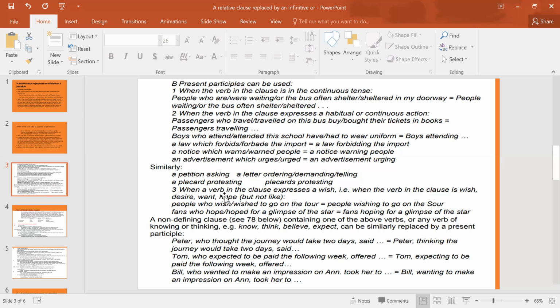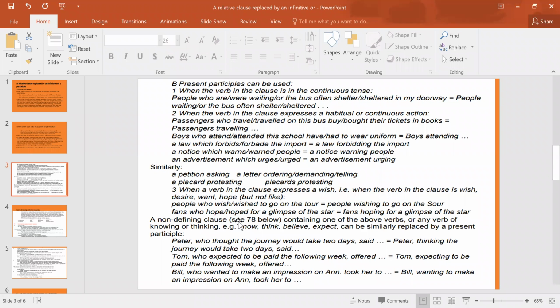Use number 3. When a verb in the clause expresses a wish, that is, when the verb in the clause is wish, desire, want, hope, but not like, etc. If these are the verbs, you can also change these verbs into the ing form, or you can say present participle form. For example, if you use people who wish or wished to go on the tour, you can change it into this form: people wishing to go on the tour. This is a typing mistake. All right, this is too bad. Fans who hope or hoped for a glimpse of the star. Fans hoping for a glimpse of the star. All right.